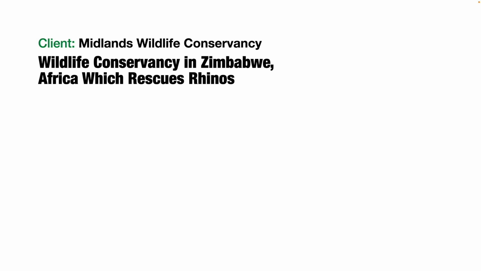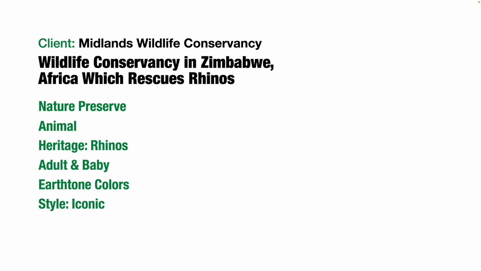Midlands Wildlife Conservancy. This is based out of Zimbabwe, Africa, a wildlife conservancy which rescues rhinos. That's what they started out with. They actually rescue a lot of different animals now, but because that's their heritage, that's what they wanted. So we were thinking of nature preserve, animals, heritage, rhinos. Adult and baby is a big one to foster the birth of new animals and rhinos moving forward. I thought of earth tones based off of where they're located in Zimbabwe.